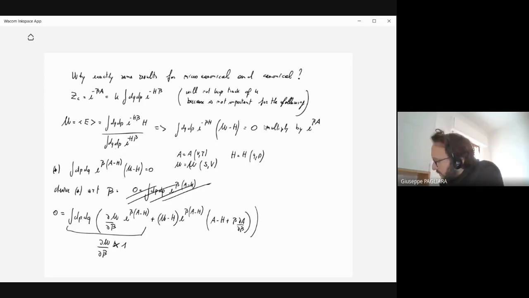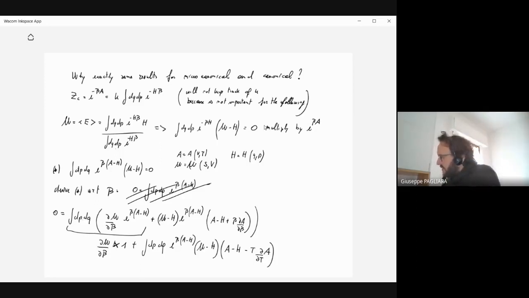Then I have plus the integral dp dq of e to the beta (a minus h), then I have a (u minus h). And here you have a minus h, and this should be minus t derivative with respect to t of a, by using the relation that we derived before. So let me check if this is correct. Minus h, okay.